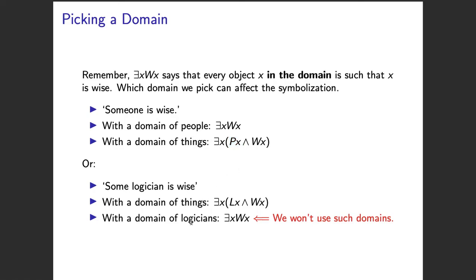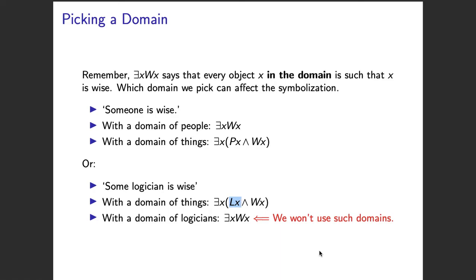All right, so in principle, we could choose any domain that we like, but we're not actually going to be using domains like just logicians. So we're never going to use this as a symbolization of some logician is wise, because we don't want to build the fact that we're talking about logicians just into our domain. We want to make it explicit in the symbolization by actually using a predicate.